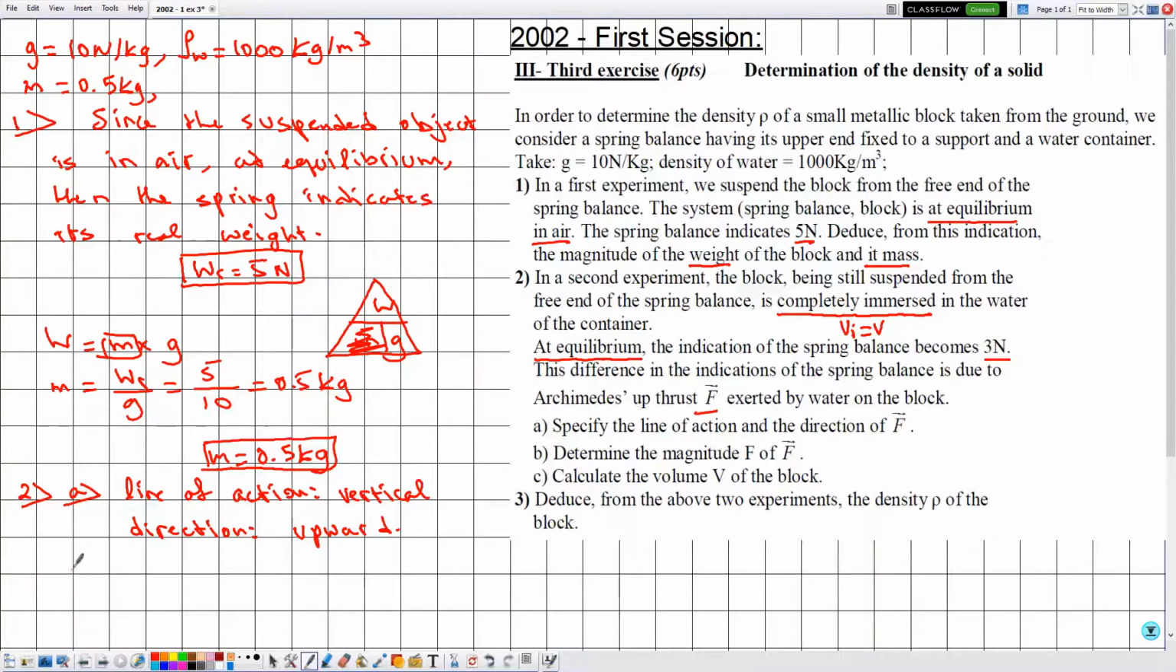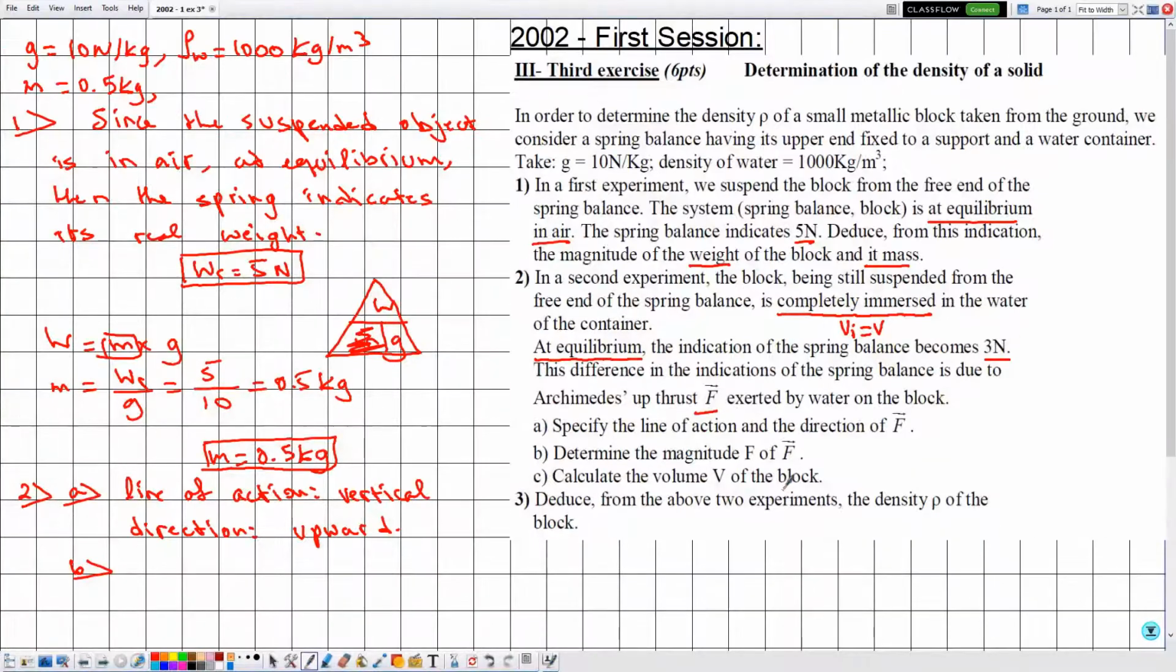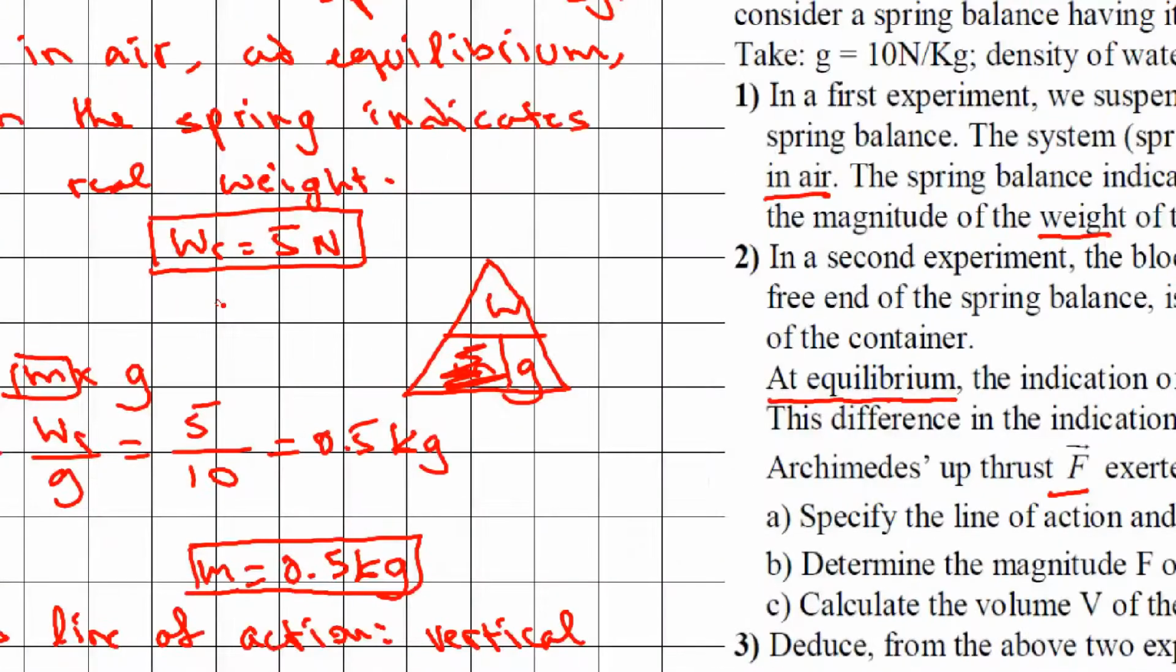Now part B, determine the magnitude F of F factor. So here we can determine the value of F using its definition that F is given by the real weight minus the apparent weight. We know the value of the apparent weight, which is given by 5 newtons.